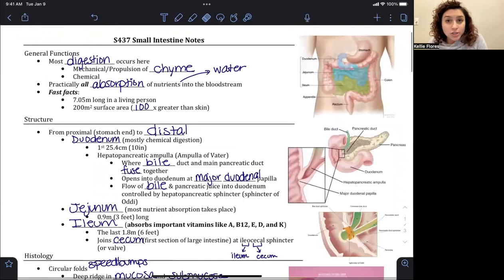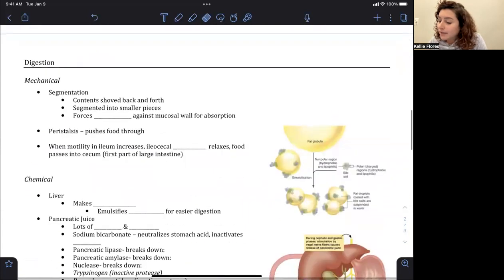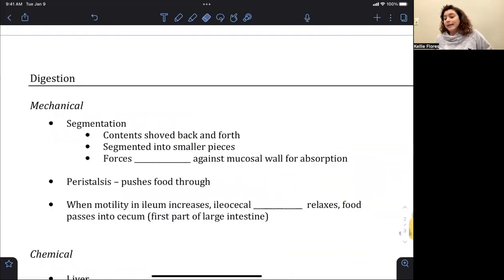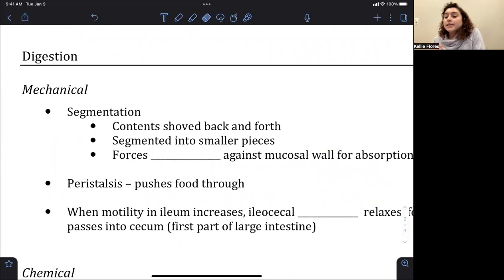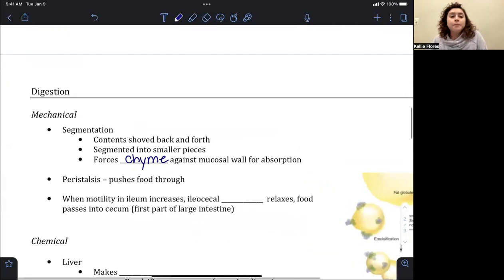We talked about the structure of the small intestine, but mechanically, what is happening in the small intestine? Right here, I have the word segmentation. Segmentation is when contents are shoved back and forth. They're segmented into smaller pieces, and that forces the chyme against the wall for absorption.